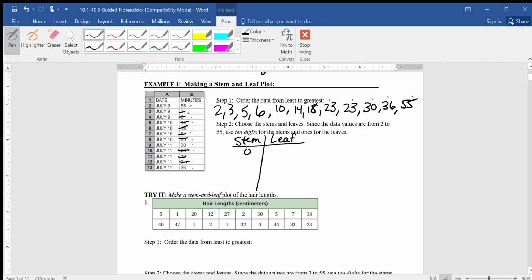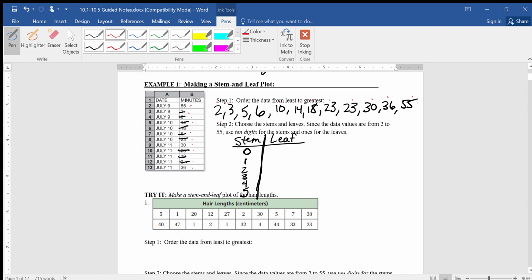The stem is going to represent the 10s value. So we're starting with 0. This 0 represents all numbers that are less than 10, so like numbers 1 through 9. This 1 represents the numbers that are from 10 to 19. And then 2 is 20 to 29, and so on and so forth. Here we go. So for the 0, like I said, those are all the numbers from 1 to 9.